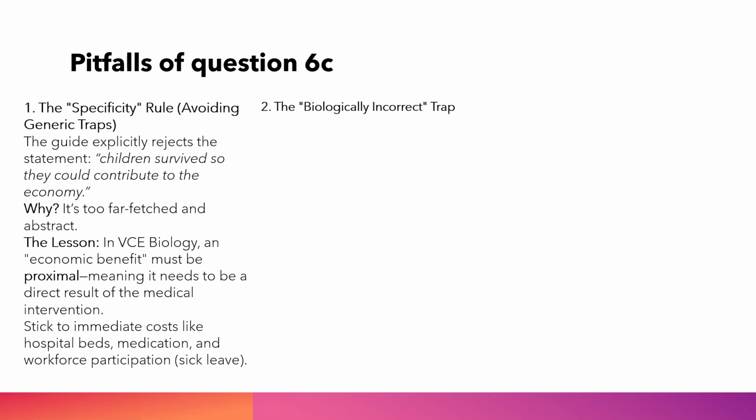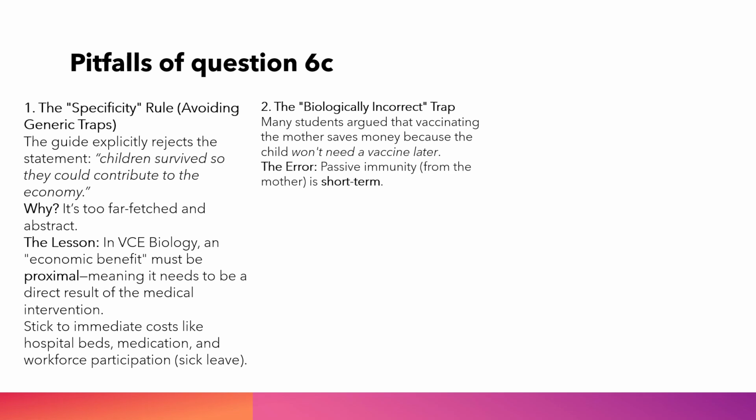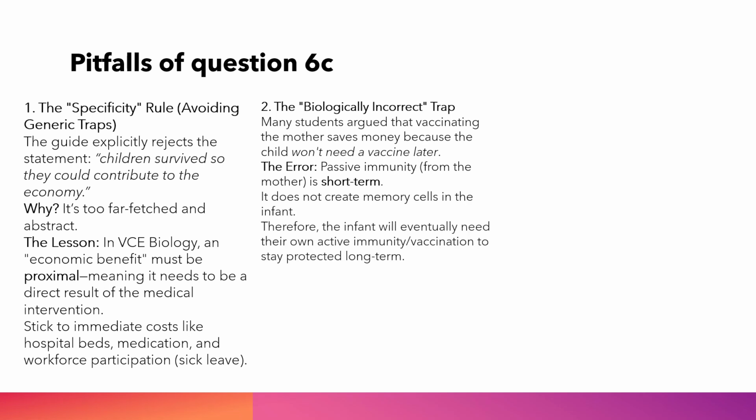2. The biologically incorrect trap. Many students argued that vaccinating the mother saves money because the child won't need a vaccine later. The error, passive immunity from the mother is short-term. It does not create memory cells in the infant. Therefore, the infant will eventually need their own active immunity of vaccination to stay protected long-term.